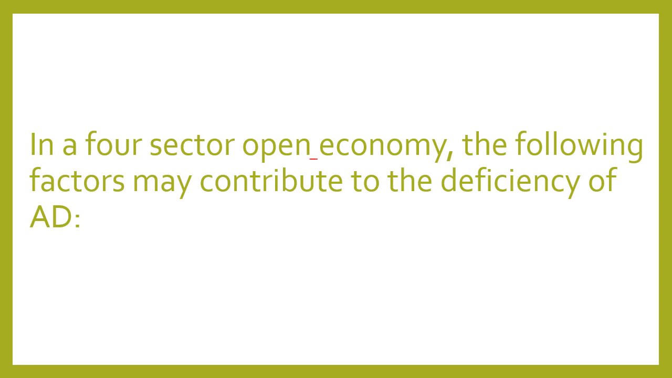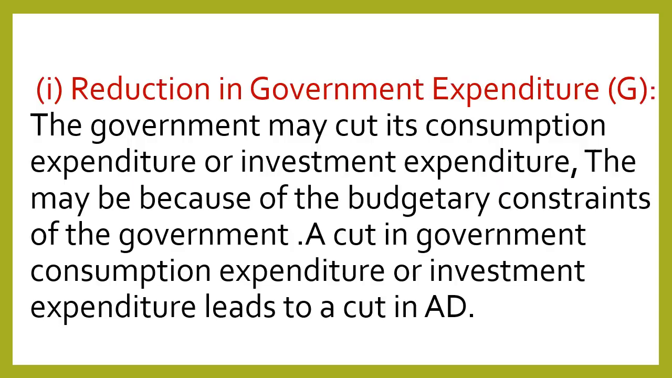Now, in a four-sector open economy, where all the sectors of the economy play a role, the following factors may contribute to the deficiency of AD. The first factor is reduction in government expenditure. Whenever the government reduces its expenditure on consumption and investment, the AD will also reduce. A government may cut its consumption or investment expenditure, which may be because of its budgetary constraints. A cut in government consumption or investment expenditure leads to a cut in AD.